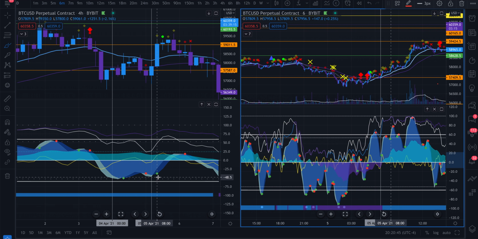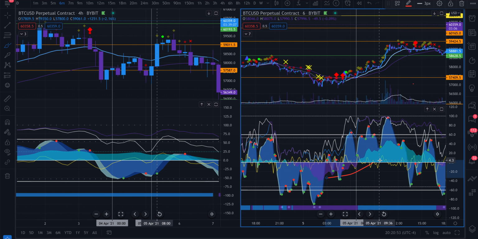As soon as this green dot starts printing on the 4-hour, I come over to my 6-minute, and what do I see? What do you know? We just had a money flow cross, and we have this very clear direction, and we have this divergence where price is coming down and momentum is coming up. So that's how we're going to find those awesome entries.